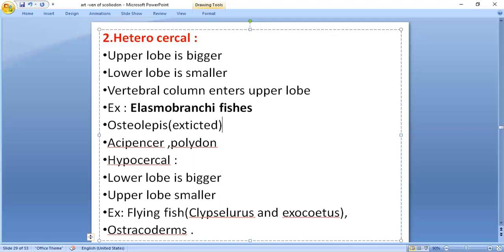Extinct fish, right? So that also contains these. And these are the Acipenser, which are, and Polypterus. So these are bony fishes.